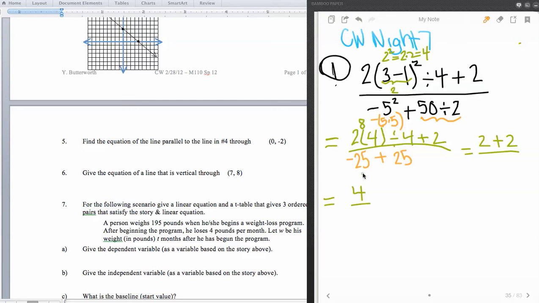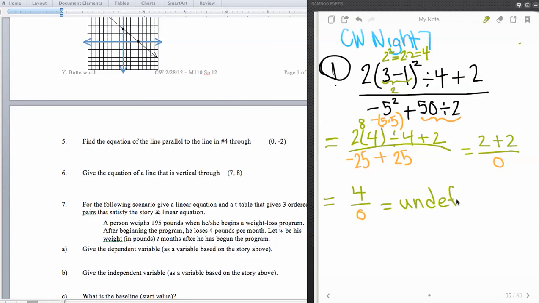And then we have negative 25 plus 25. When we add a number and its opposite, we always get 0. That's the zero property. So our final problem boils down to 4 divided by 0. And division by 0 is, of course, undefined.